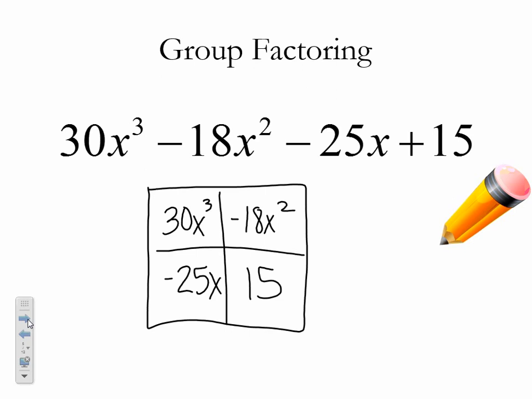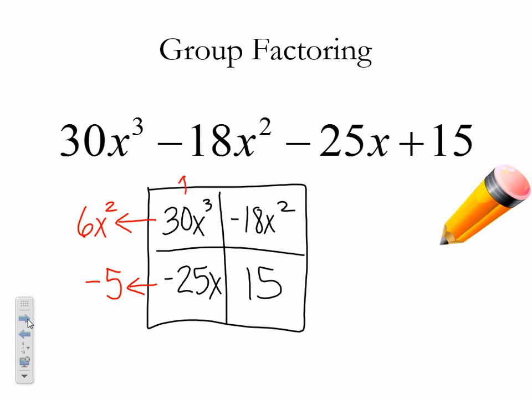And 15 here, and we once again divide out of every row and column the greatest number and variable that can be divided out. So 30 and 18 can both be divided by 6, and they can both have an x squared taken from them, so 6x squared. This row, negative 25 and 15, can both be divided by 5s, but I think I'm going to take a negative 5 out here because that row starts negative.